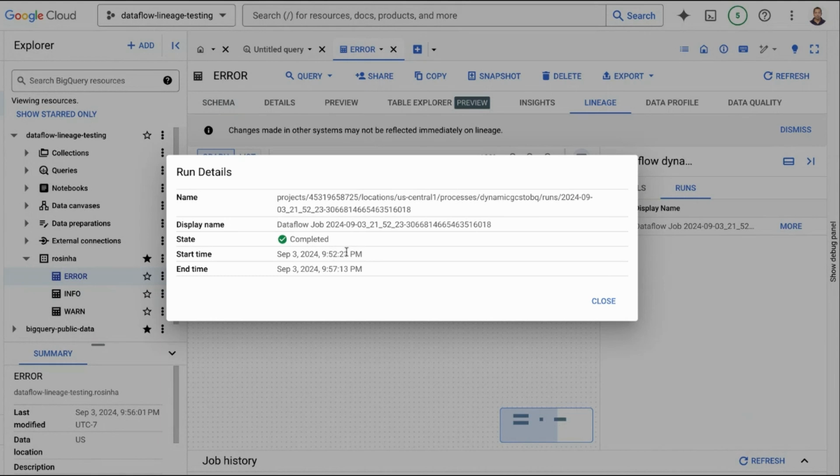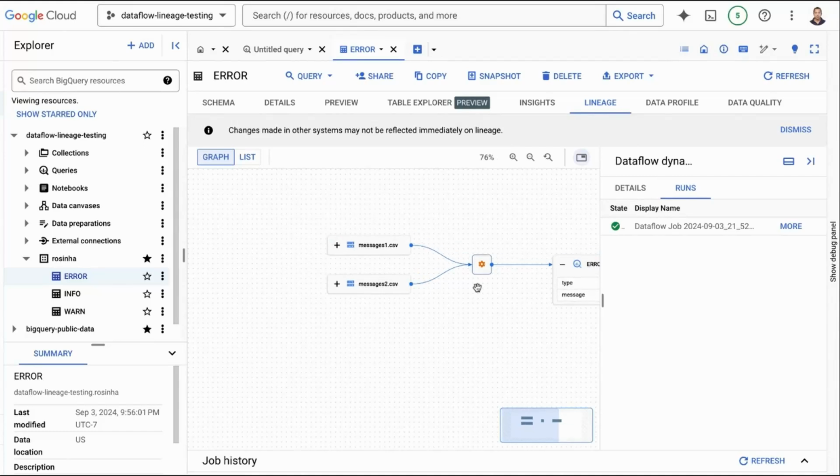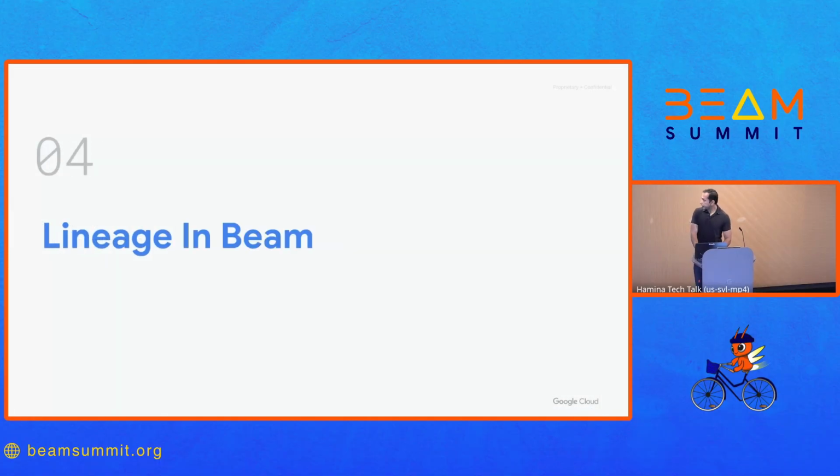When was it started? What is the state right now? For streaming jobs, it might be running for a longer time while the lineage is being tracked, and you can see the start time and the end time. But you can also visualize here that this BigQuery table was written by a Dataflow process, which actually read from 2 files, messages1 and messages2. So that's the lineage we are talking about. And all of these dynamic reads and writes were captured by the lineage tracking capabilities which we built into Beam. Okay, so that was the demo.